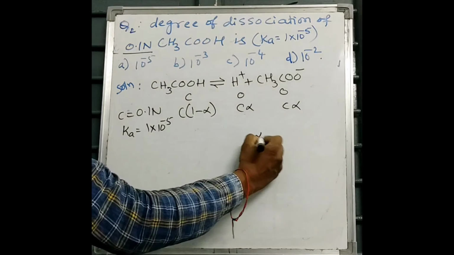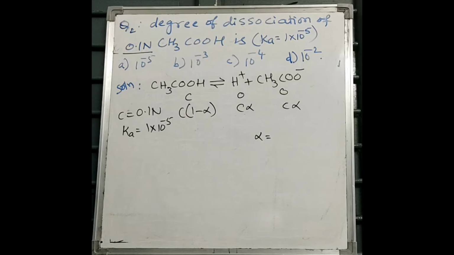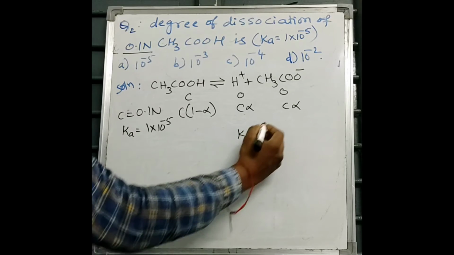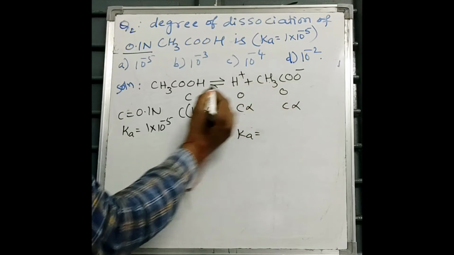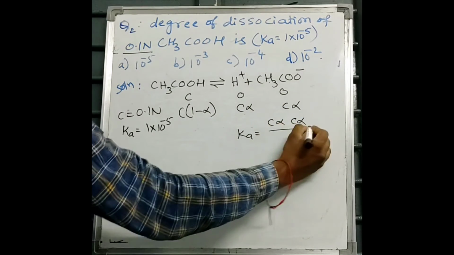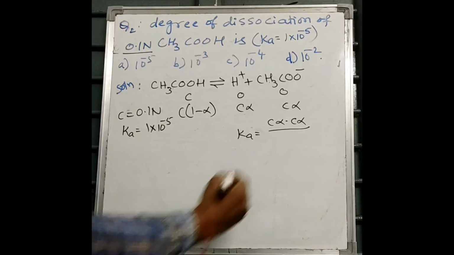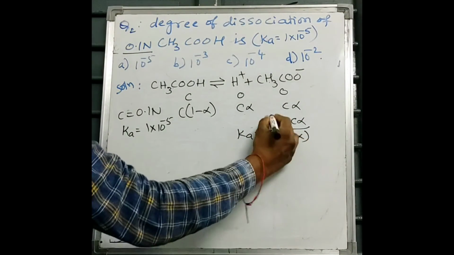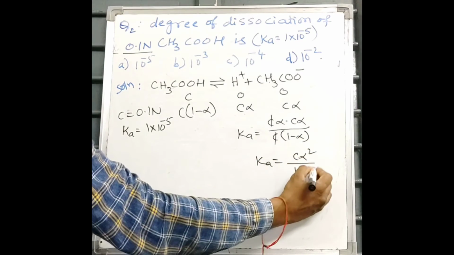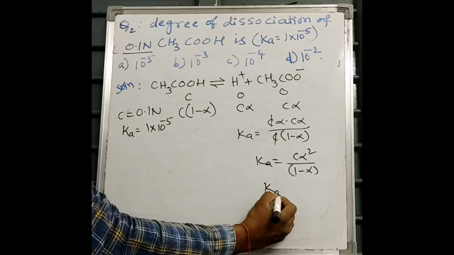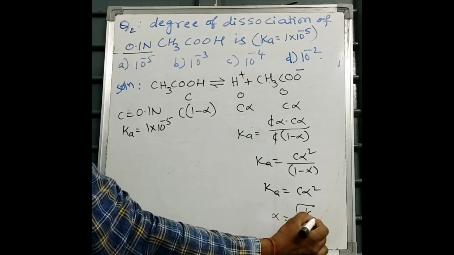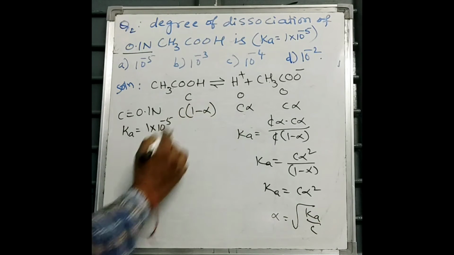And he is asking the degree of dissociation. What is the formula? We know Ka equals H+ ion concentration into acetate ion concentration divided by acetic acid concentration, that is C alpha into C alpha divided by C into (1 - alpha). Ka equals C alpha square by (1 - alpha). 1 - alpha is neglected for weak acids, then Ka equals C alpha square. From here alpha can be calculated as root of Ka by C.